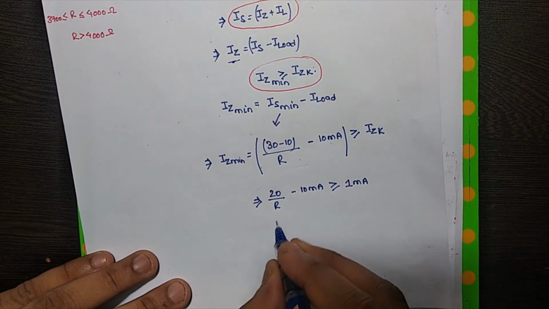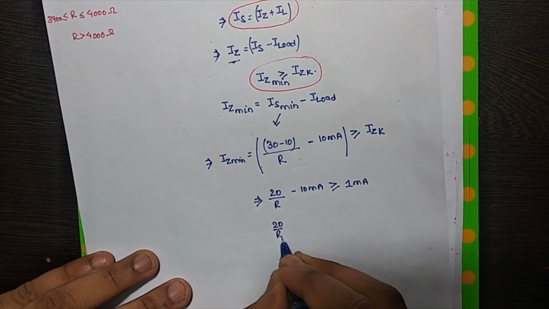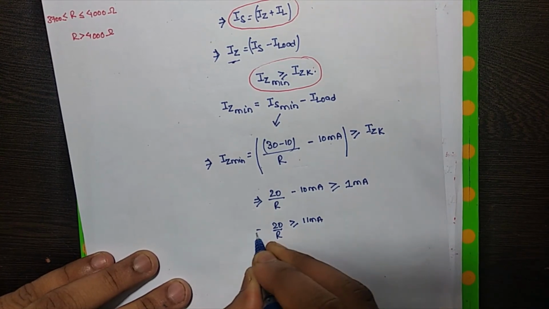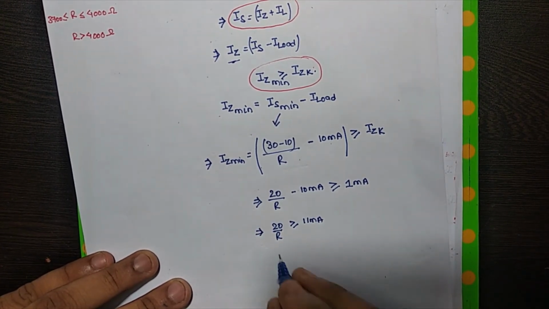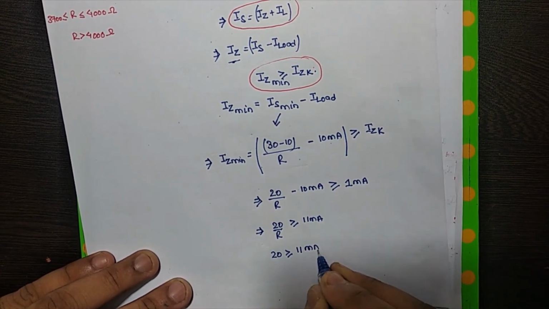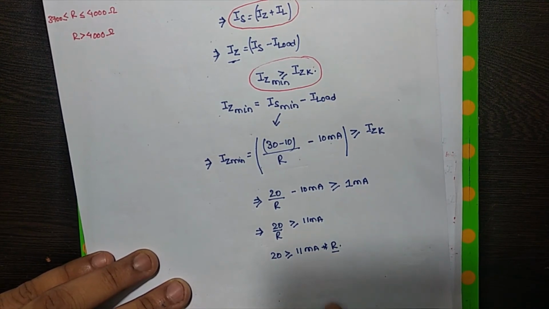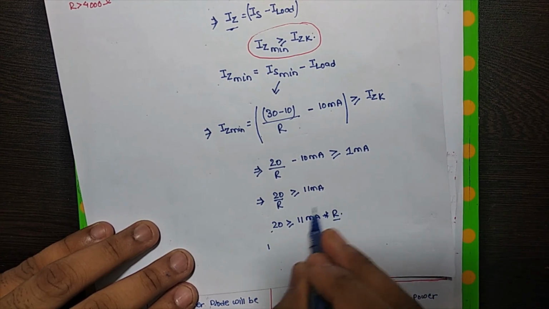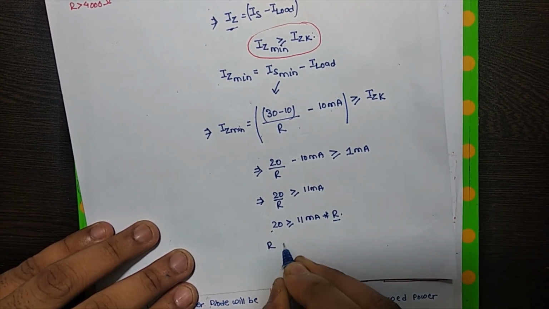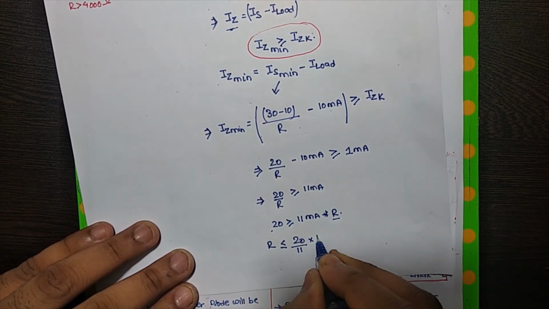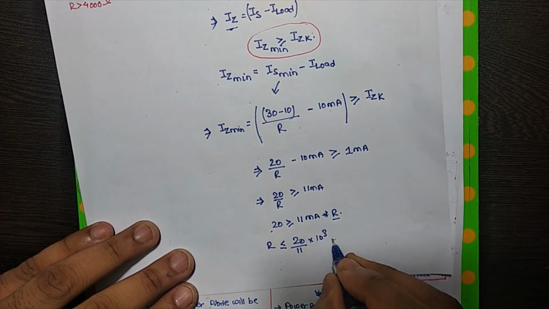So from here, 20 by R should be greater than or equal to 11 milliampere. That is, 20 should be greater than or equal to 11 milliampere into R. Now what will R be? If this is greater than or equal to this, you can write R as less than or equal to 20 by 11 into 10 to the power 3 ohm.